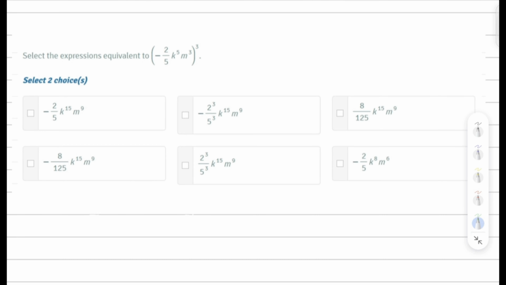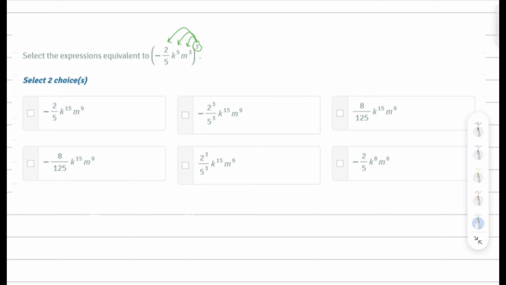Let's start. Here in this question, they ask us to select the expressions equivalent to this algebraic expression. What we're gonna do, we're gonna simplify this algebraic expression. First, we're gonna distribute the exponent for all what is inside the parentheses: for the m and the k and the negative 2/5.